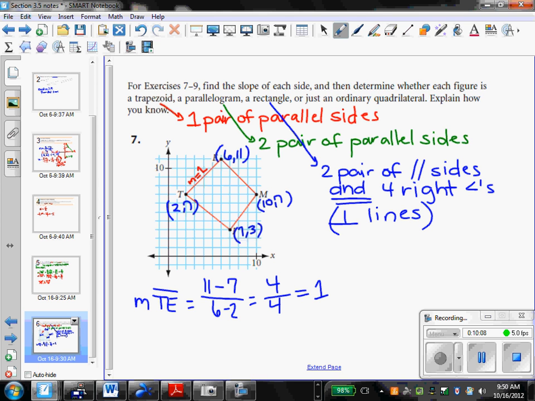So let's do the next slope. Let's do the slope between E and M. So 7 minus 11 over 10 minus 6. So 7 minus 11 is -4. 10 minus 6 is +4. So I have a slope of -1.